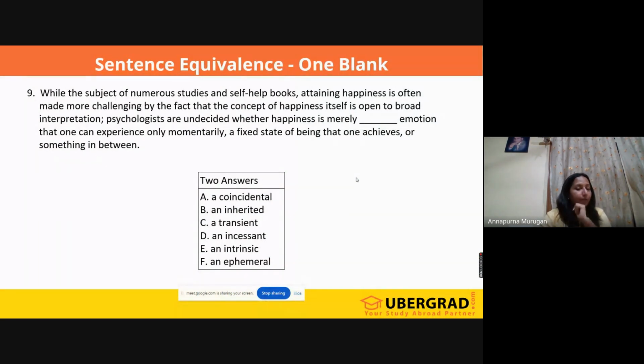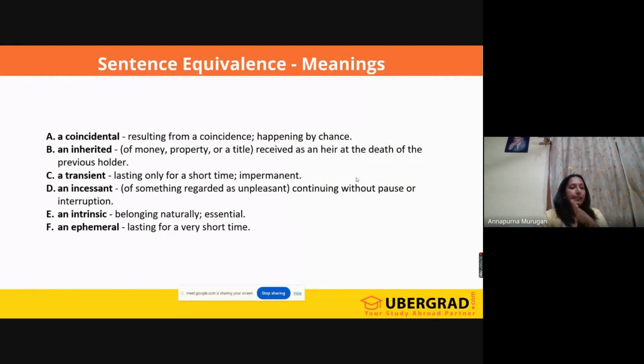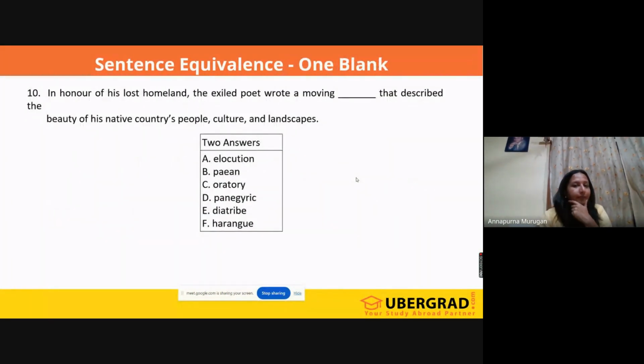Short-lived. Okay. So transient is also short-lived. So ephemeral is also short-lived, right? So therefore, these are the two words that we can pick. You can see the word meanings here. Got it? Yes. The last question of the day.